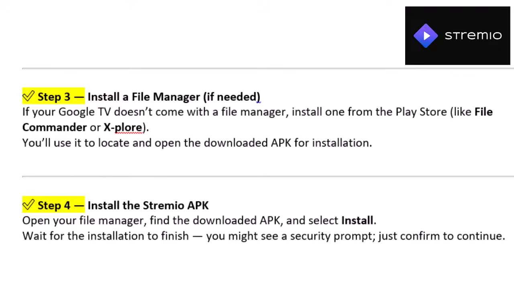Step 4. Install the Stremio APK. Open your file manager, find the downloaded APK, and select Install. Wait for the installation to finish. You might see a security prompt, just confirm to continue.